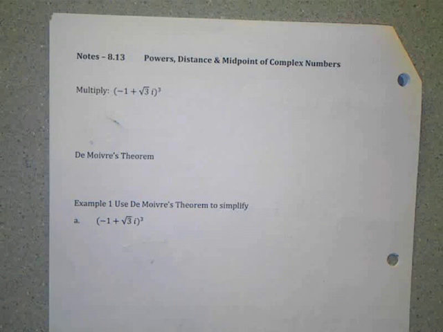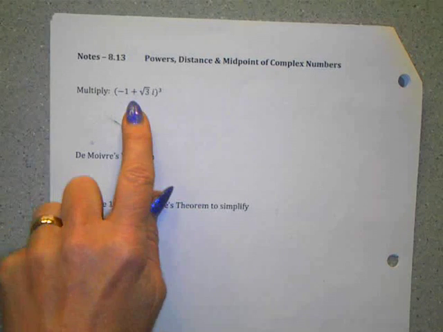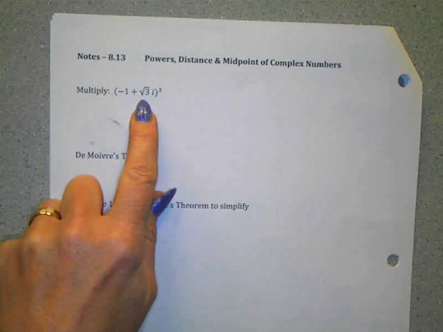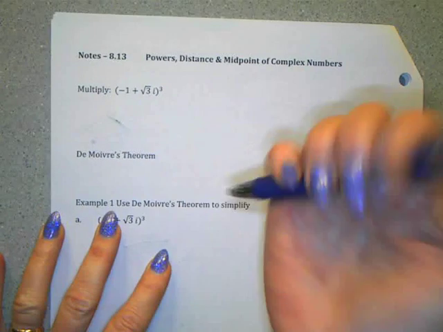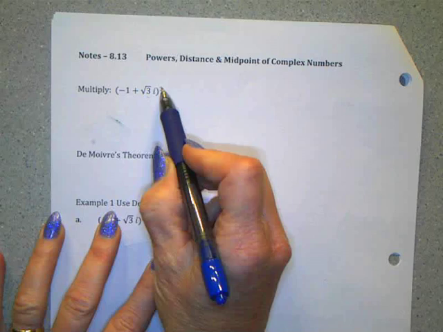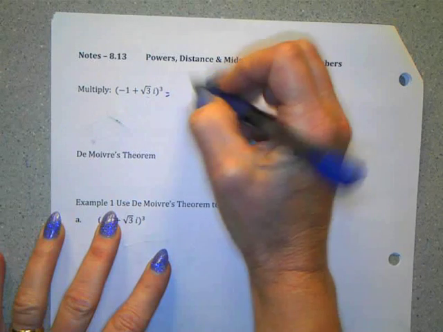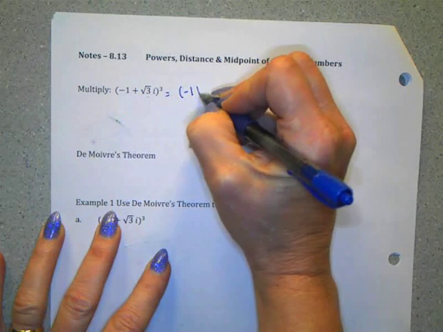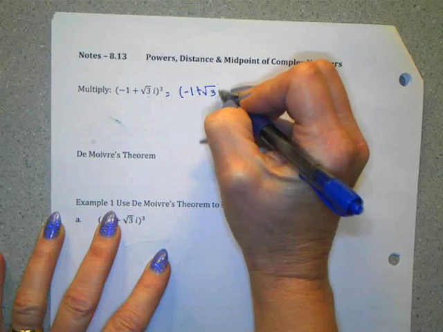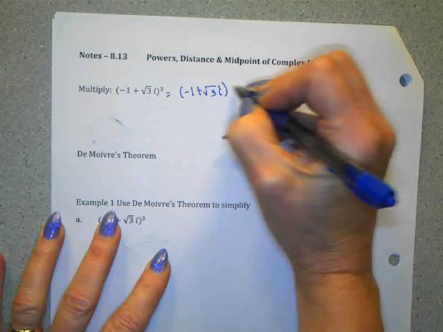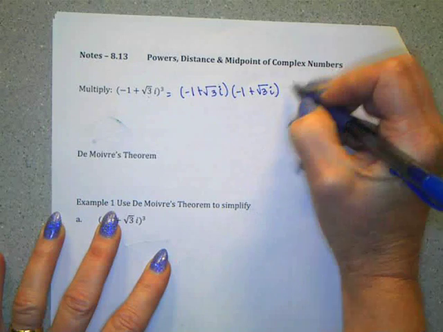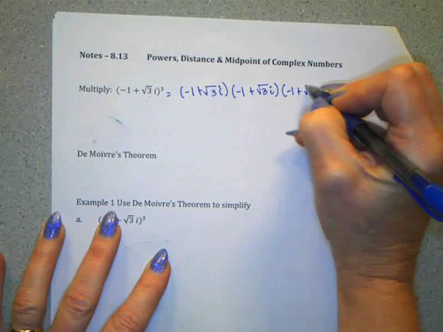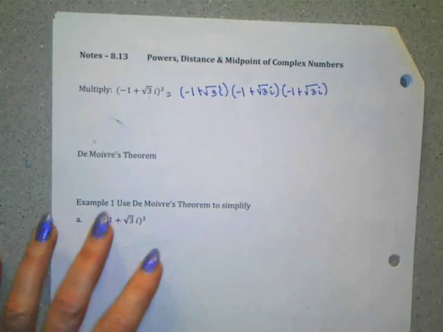So just to demonstrate why we have this power theorem that we're going to talk about, if I have -1 plus the square root of 3i and they want me to cube it, that doesn't mean that I'm just going to distribute the third power. It means I see this complex number 3 times. So in other words, it looks like this. -1 plus the square root of 3i, there's 1 time. -1 plus the square root of 3i, there's 2 times. And then -1 plus the square root of 3i, there's the third time.